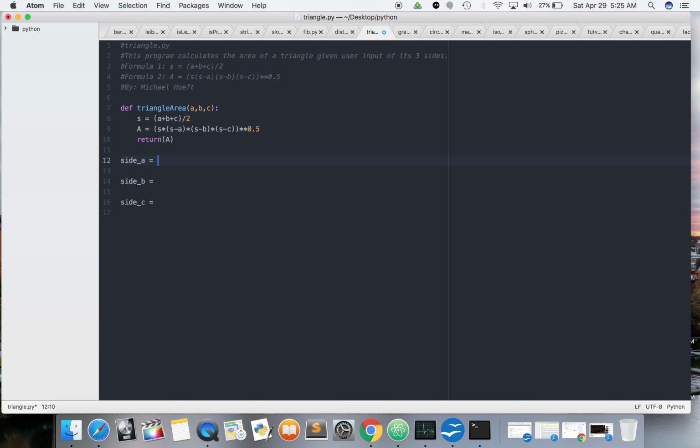Okay, so side A is going to be, so the sides can be floats. They don't have to be ints. So please enter side 1 of 3 of the triangle. And I know they say not to copy and paste, but I'm just going to do this right here. And I like to do the user input.